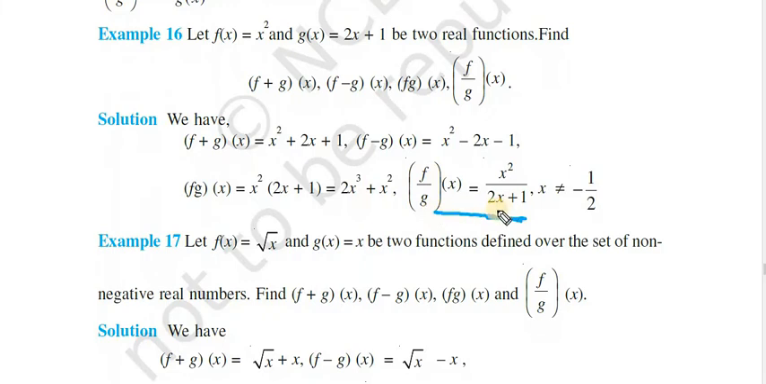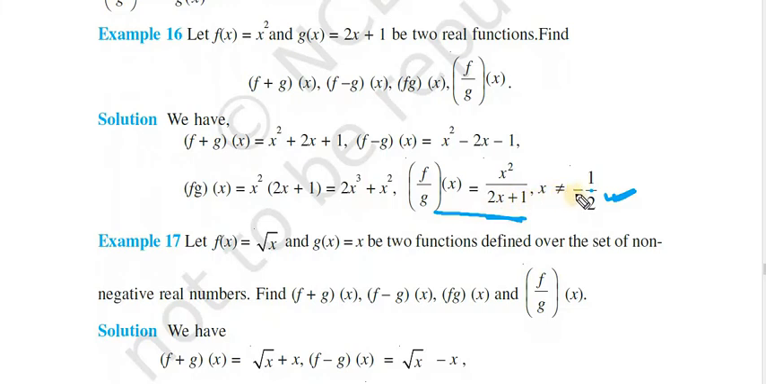f by g. But here you see, it can be 0, right? 2x plus 1 is equal to 0. So this function f by g of x is not defined at this point. Okay, so excluding this point, x equal to minus 1 by 2, at every point this is not equal to 0, so this function can be defined.